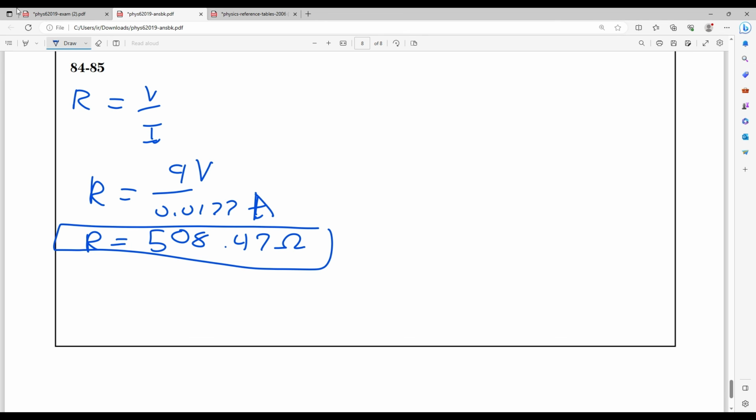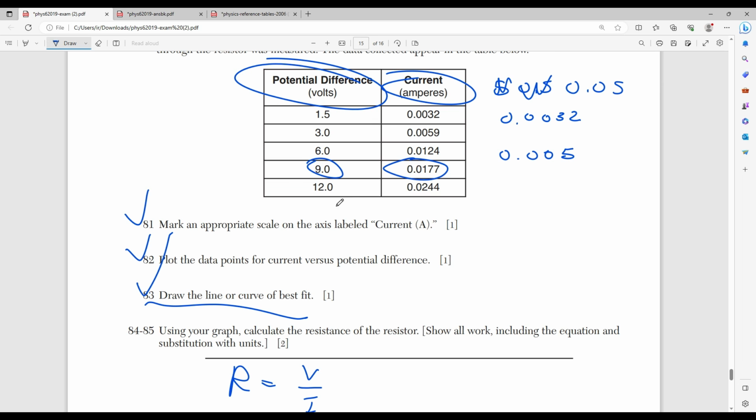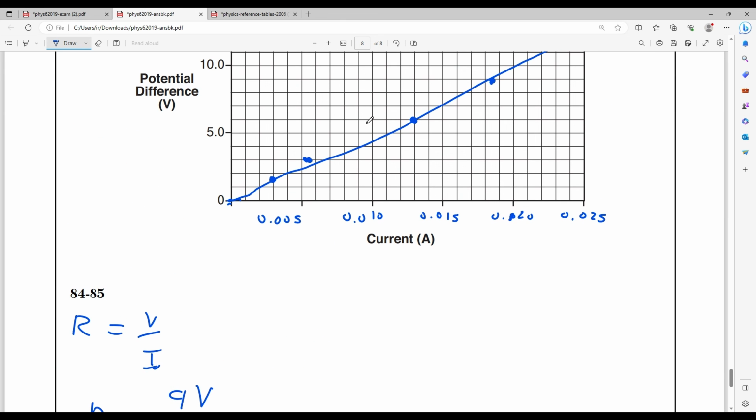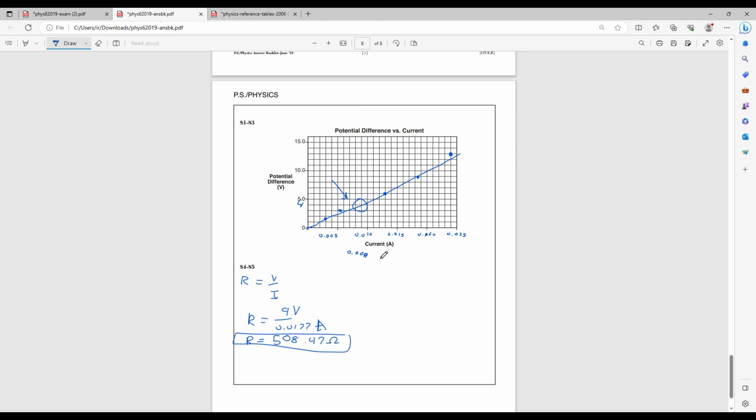If you don't want to use your table, make sure that you use a point that your line of best fit intersects, right? So let's just say that this is a good point that it intersects, like 0.009 and 4, right? You could use that point. You just have to signify that hey, I'm using this point on my graph that my line of best fit intersects, right? So that's all short answer questions for this test done in about 35 minutes.